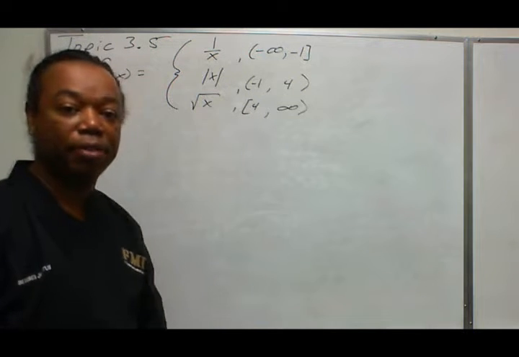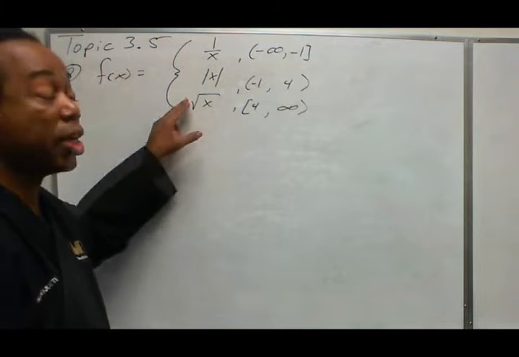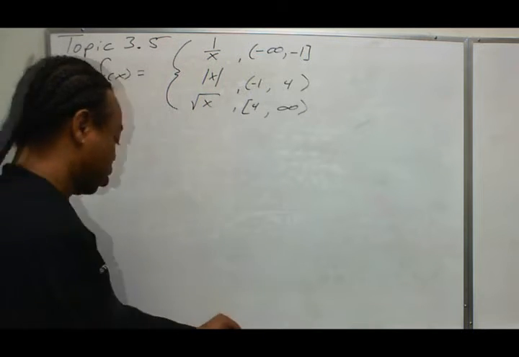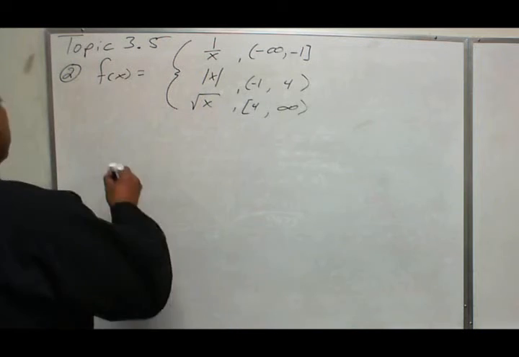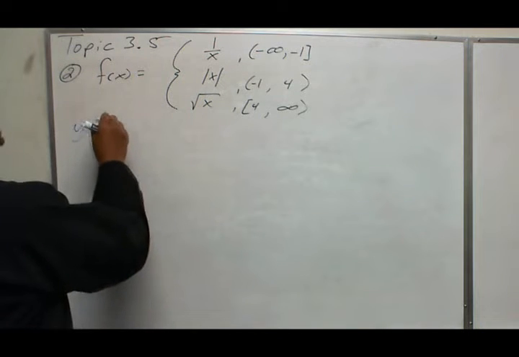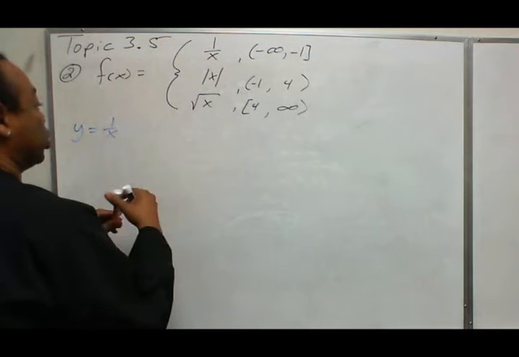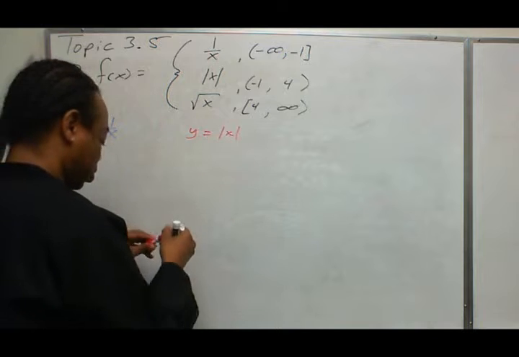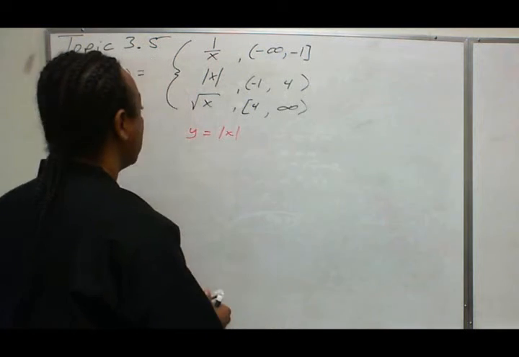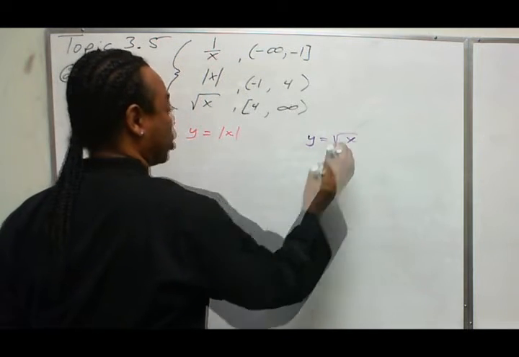Topic 3.5. We'll be graphing a piecewise function that's made out of 3 equations. Okay, let's separate these. My first equation I'll write as y equals 1 over x. My second equation, I'll write that as y equals the absolute value of x. And my last equation, we'll write that as y equals the square root of x.